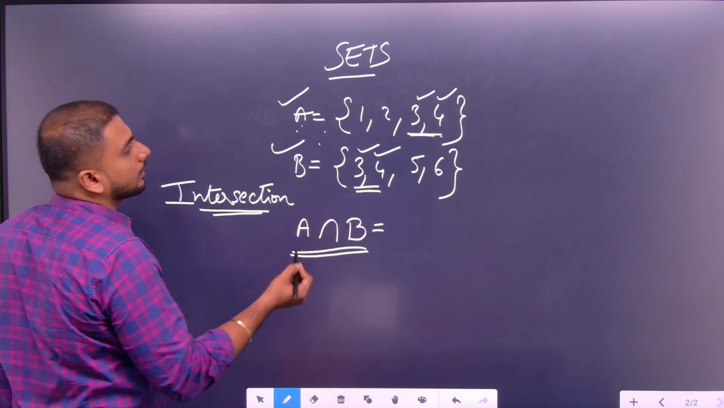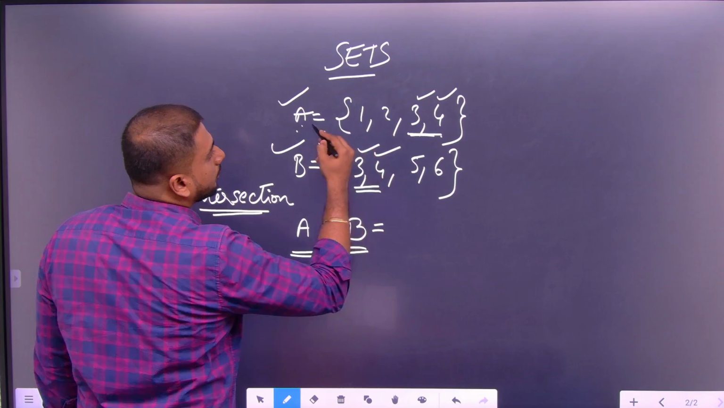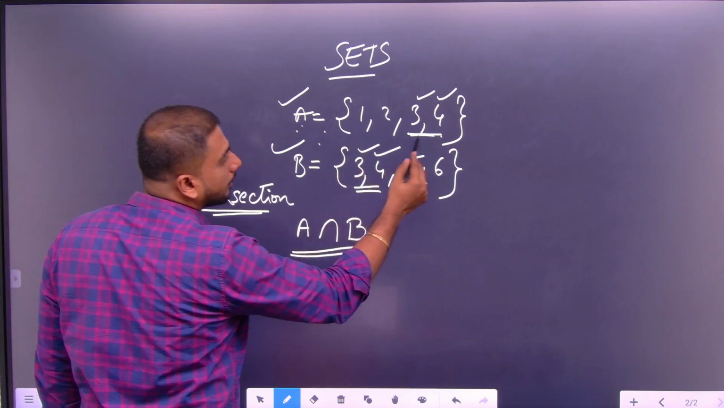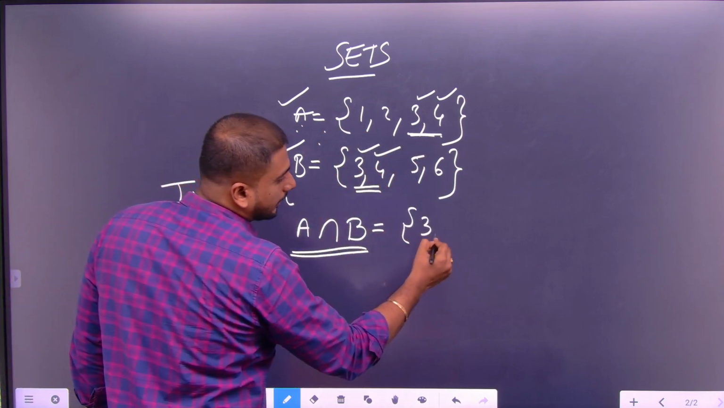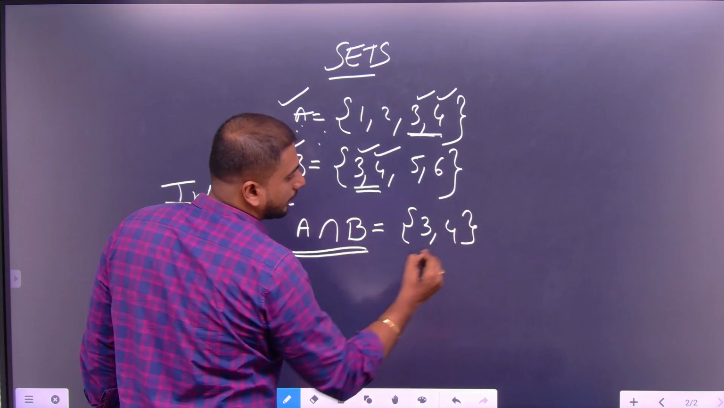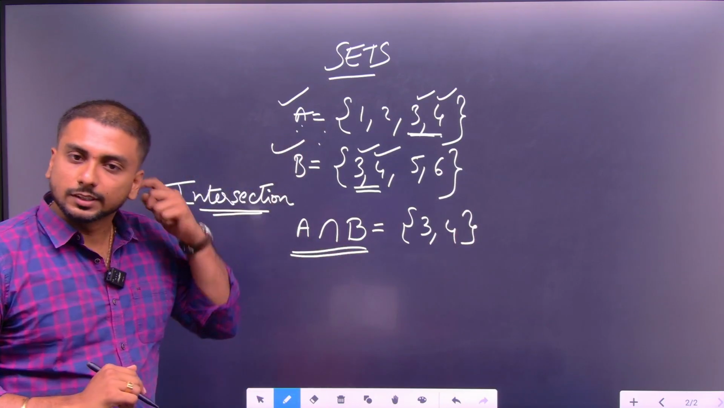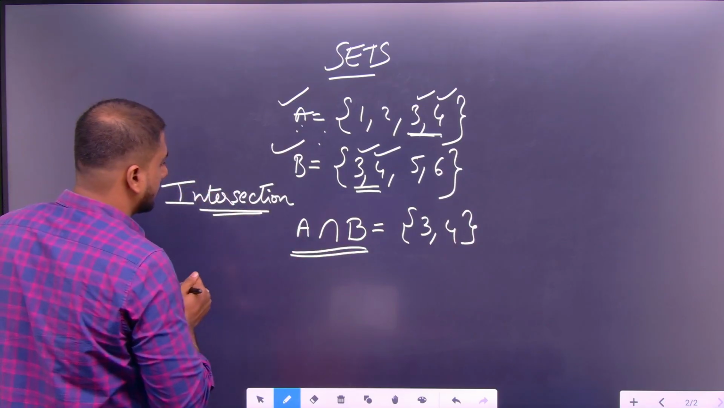And what are the elements that are intersecting between A and B, or what are the elements that are common between A and B? So this will be 3 and 4 only. So this is how an intersection is defined or written as well.